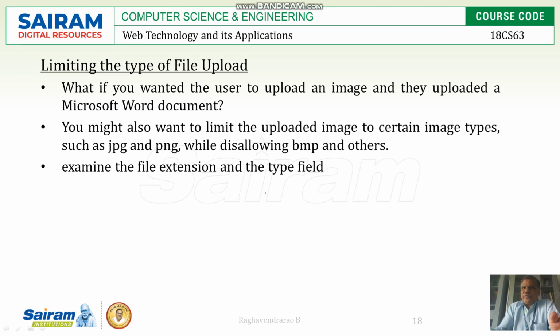Limiting the type of file. See here, they want to upload an image and they uploaded a Microsoft Word document. You wanted to upload an image, but instead you are uploading a Word document. Then you might also want to limit the uploaded image to certain specific image types, okay? JPEG, PNG, bitmap files BMP. So you can restrict that. File extensions also you can specify. Only this particular file type is going to get accepted over there. So you can limit that particular file. Whether you want to upload an image file or a document file, you can restrict it.